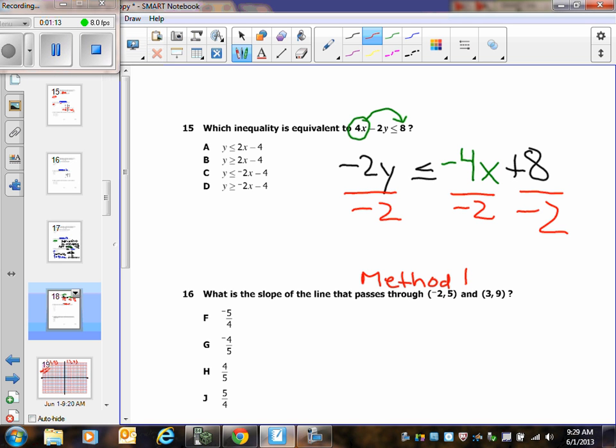And just remember, whenever you multiply or divide both sides of an inequality by a negative, the direction of your inequality sign reverses. So therefore, the direction of my new inequality sign is going to be greater than or equal to. So my final answer is y is greater than or equal to 2x minus 4. So now we just have to match that answer choice. And it looks like it's choice B. Many of them look similar, and it took a few seconds to figure out which one it was. So okay, it is choice B.